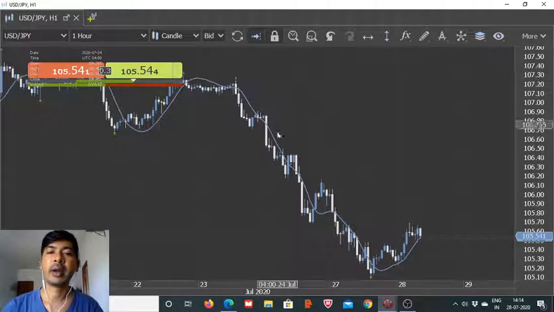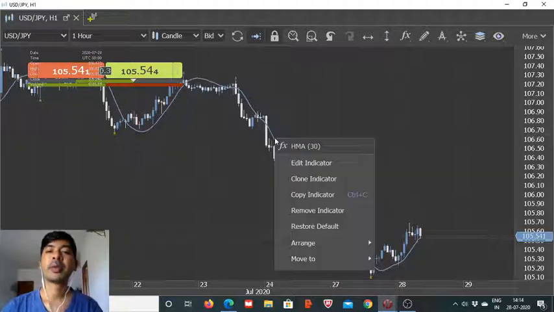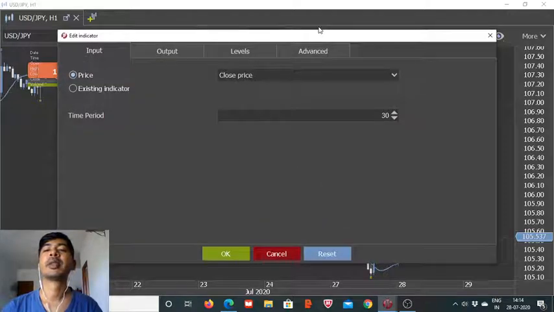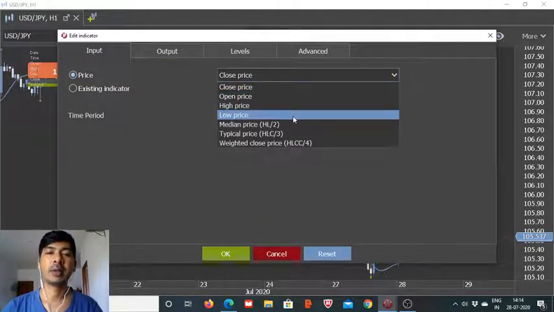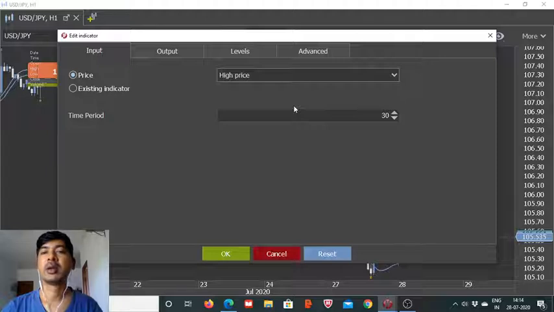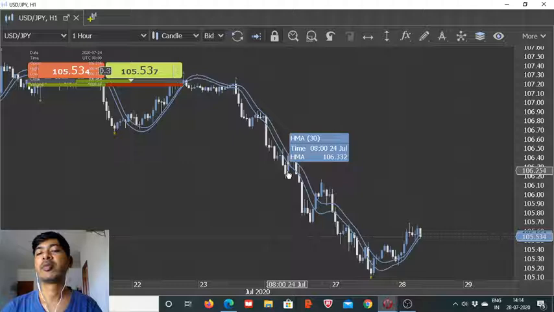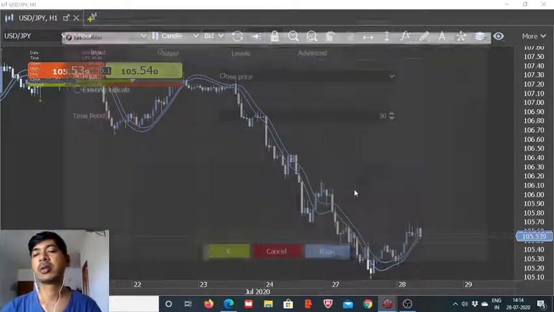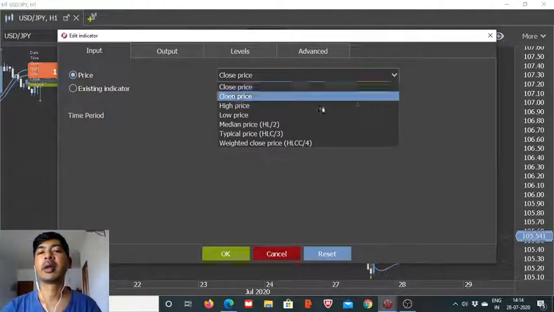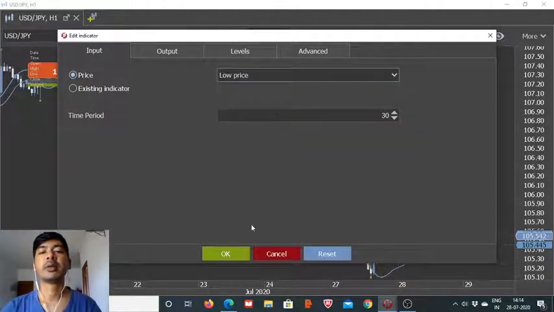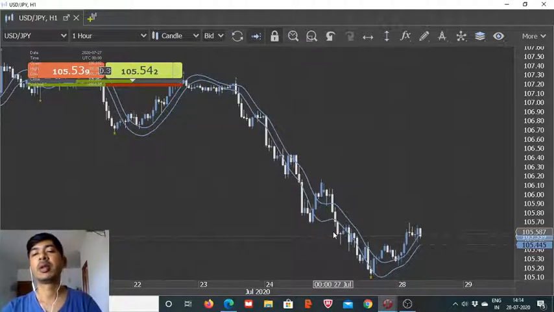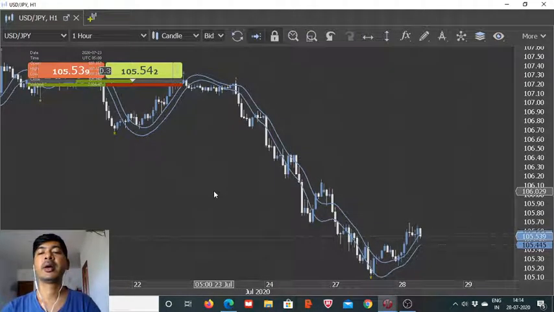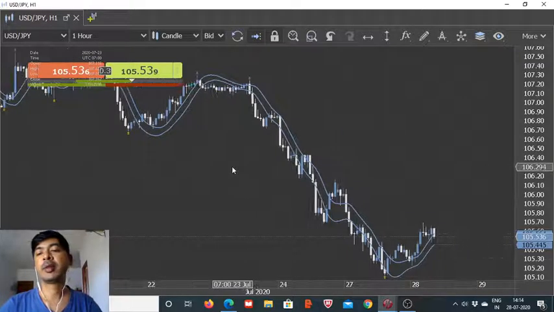So here we have added one more HMA now. It is converged with the existing one, but as soon as we change the applied price, as you can see, now we are seeing two different HMAs. And again, if we change this applied price and we use low price, then you will have this band, and it has its utility.